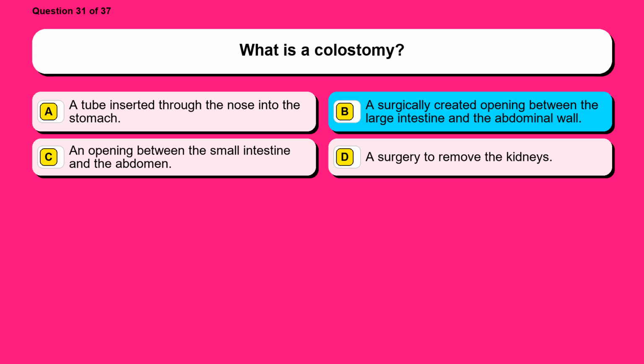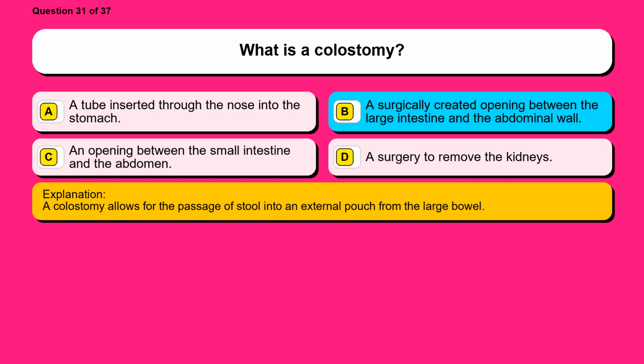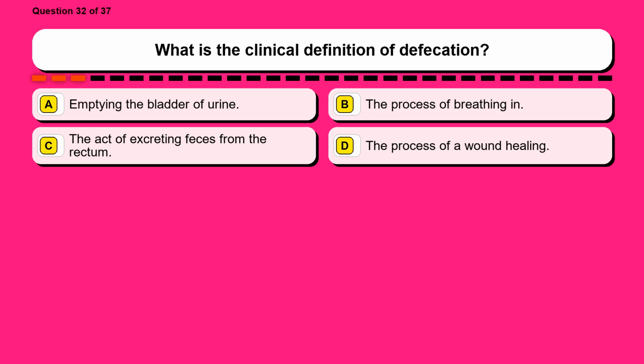The correct answer is option B. A surgically created opening between the large intestine and the abdominal wall. A colostomy allows for the passage of stool into an external pouch from the large bowel. Question 32. What is the clinical definition of defecation? Option A. Emptying the bladder of urine. Option B. The process of breathing in. Option C. The act of excreting feces from the rectum. Option D. The process of a wound healing.